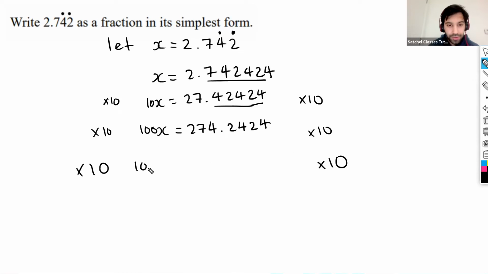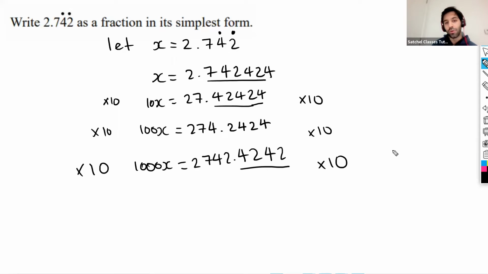So what I'll get is 1000x is equal to 2742.4242... Now let's see, do we have 42 recurrent? Actually, yes, we do. Over here, after the decimal our numbers are 42, 42, 42, 42, 42. Here after the decimal, our numbers are going to be 42, 42, 42, 42, and so on.